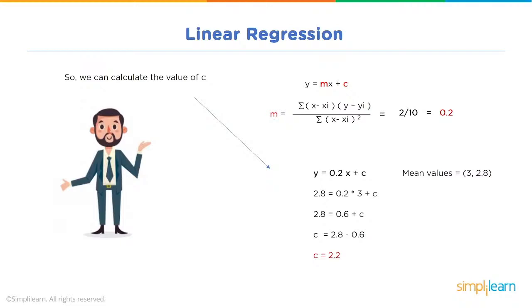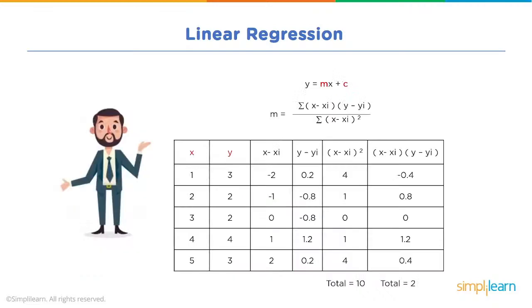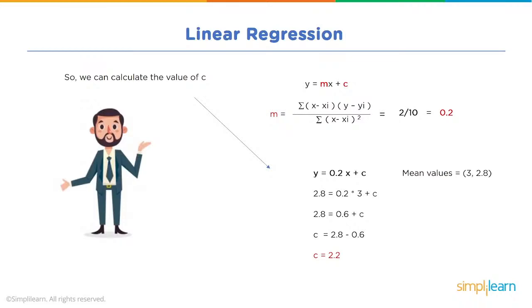So we can calculate the value of c. The next step is to find where the line crosses the y-axis. I mentioned earlier that the linear regression line has to pass through the mean value, the one we showed earlier. We can flip back to that graph, and you can see our mean value, x equals 3 and y equals 2.8. Since we know that, we plug it into y equals 0.2x plus c. So 2.8 equals 0.2 times 3 plus c, and solving for c, we know our coefficient equals 2.2.